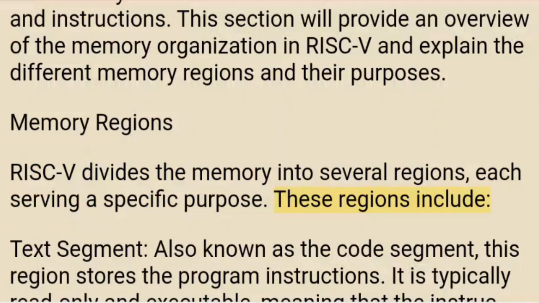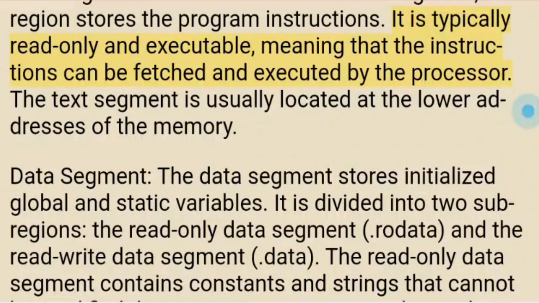These regions include the text segment, also known as the code segment. This region stores the program instructions. It is typically read-only and executable, meaning that the instructions can be fetched and executed by the processor. The text segment is usually located at the lower addresses of the memory.